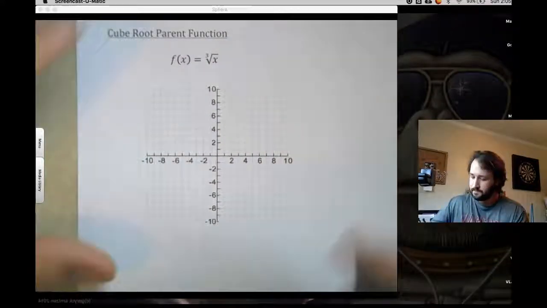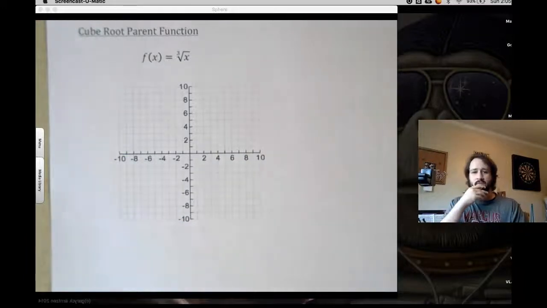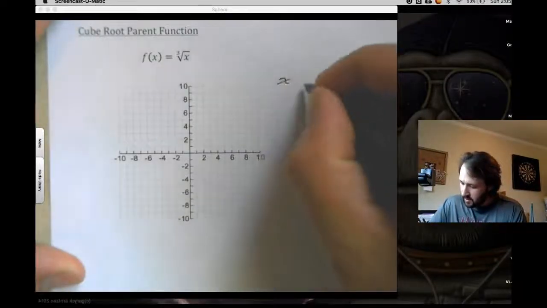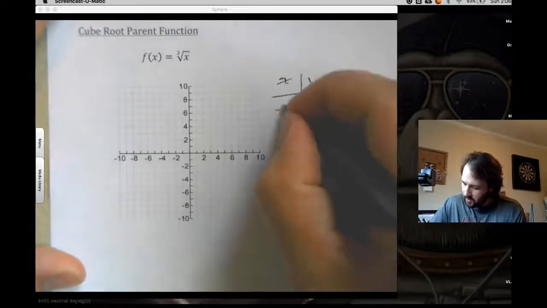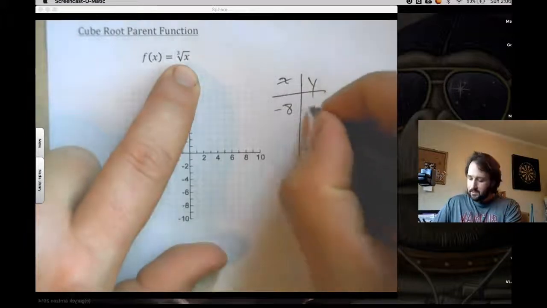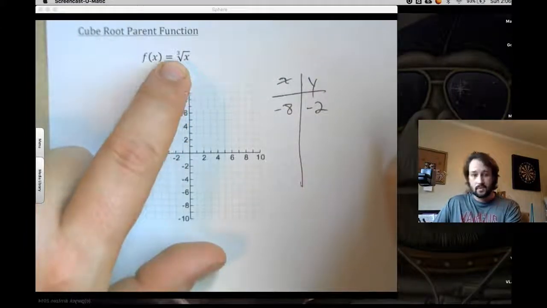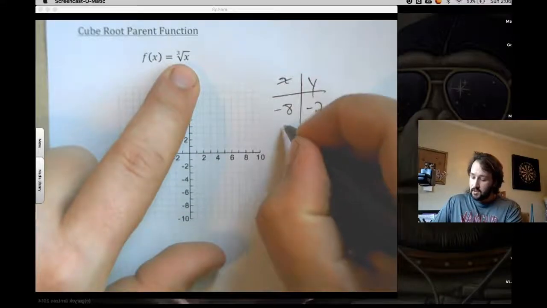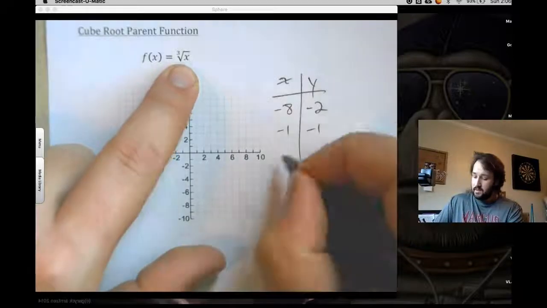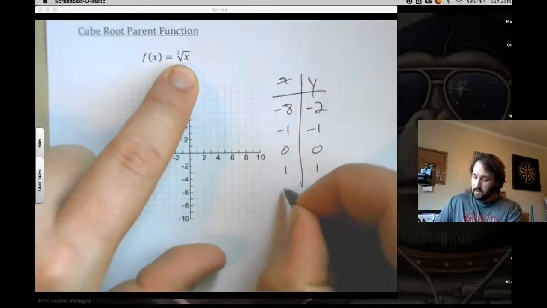All right, last one. Cube root parent function. So this one I'm going to pick more specific x values because I'm taking the cube root. So I need to think about what number times itself 3 times would give me the x value. So with that, I'm going to choose negative 8 because I know if I were to put in negative 8, negative 2 times itself 3 times would give me the negative 8. If I choose negative 1, times itself 3 times would be negative 1. 0, 0, 1, 1, 8, 2.